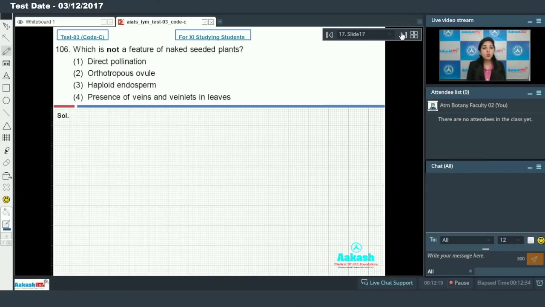Question number 106, which is not a feature of naked seeded plants. Naked seeded plants, we all know, means we are talking about gymnosperms. Now you have to identify which feature is not true for gymnosperms. Direct pollination. As in gymnosperms, the ovule is naked, so the pollen grain directly falls on the ovule. So direct pollination is seen in gymnosperms.